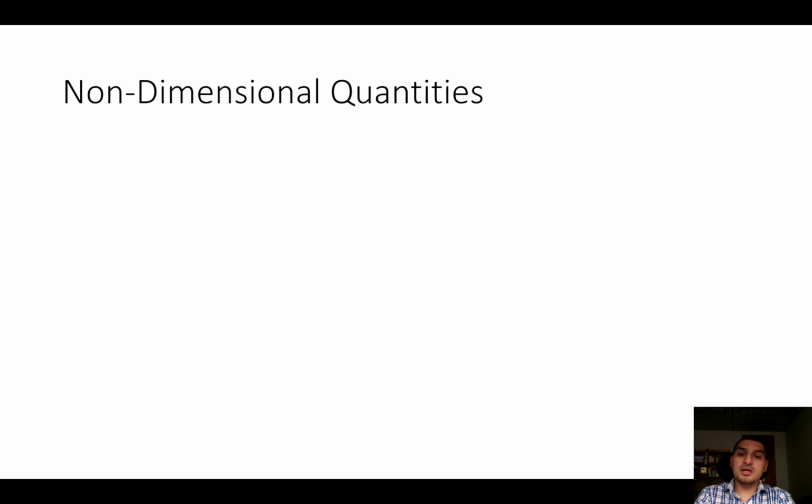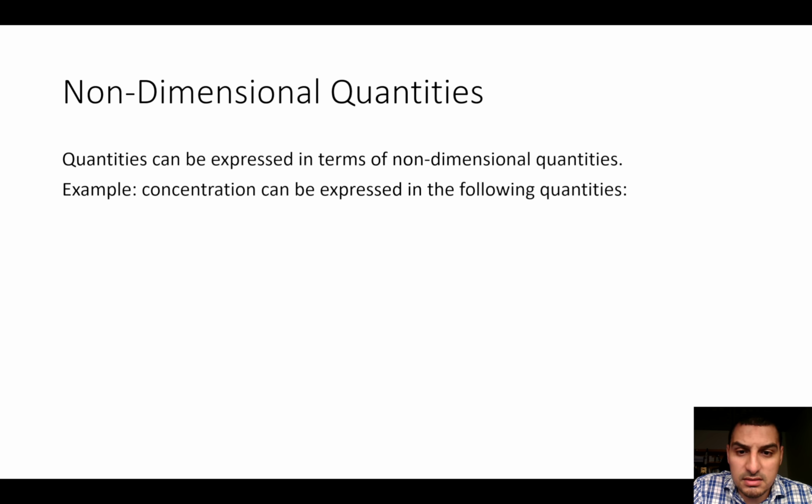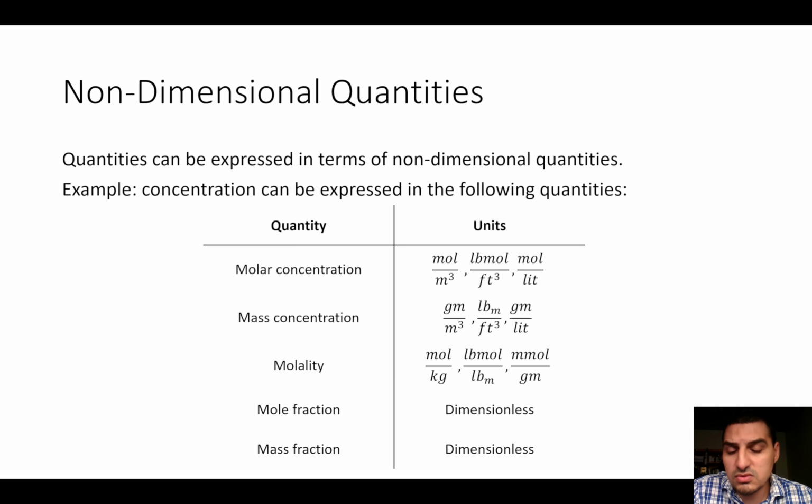Okay, so now let's move to the next point, which is non-dimensional quantities. We have quantities that can be expressed in dimensional forms and non-dimensional forms, and one example that we'll see here is the concentration. Concentration can be expressed in molar concentration, which is moles per unit volume, mass concentration, which is mass per unit volume, molality, which is moles per unit mass, or mole fraction and mass fraction.